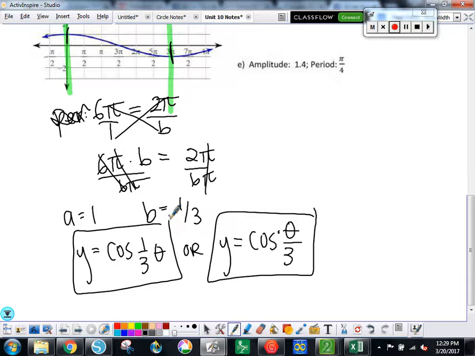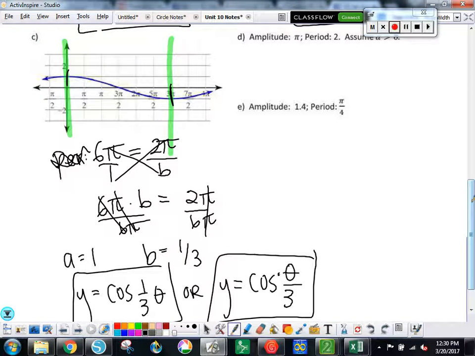Any questions? Yeah. I know that because this is the first half, right? So it goes from the positive to the negative amplitude. So if the first half is at 3 pi, it must finish off up here at 6 pi because it's the halfway mark. Anybody else? That was a good question.